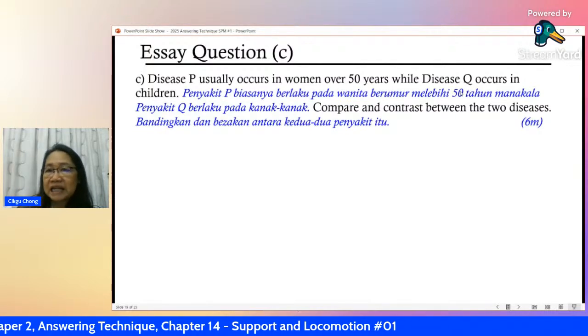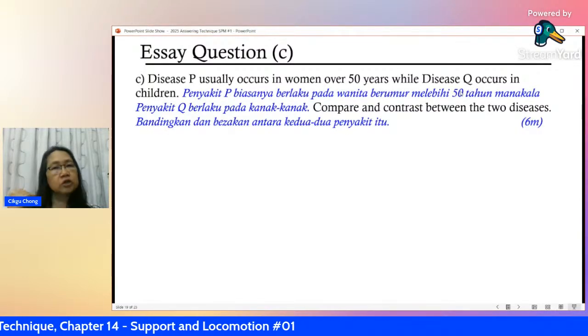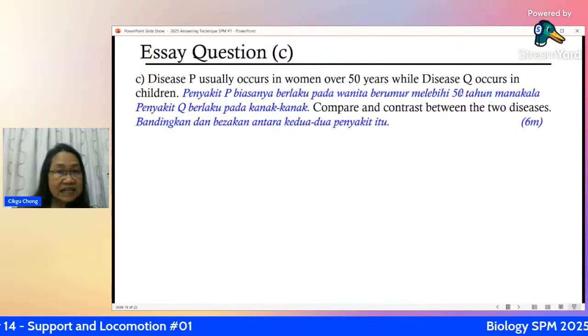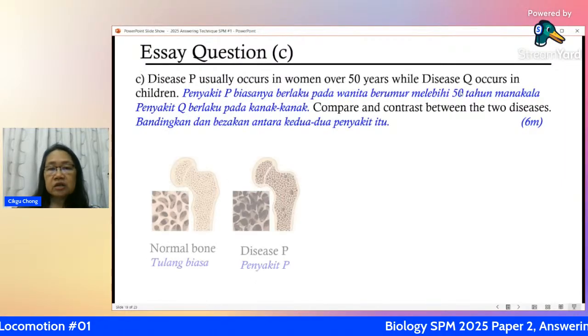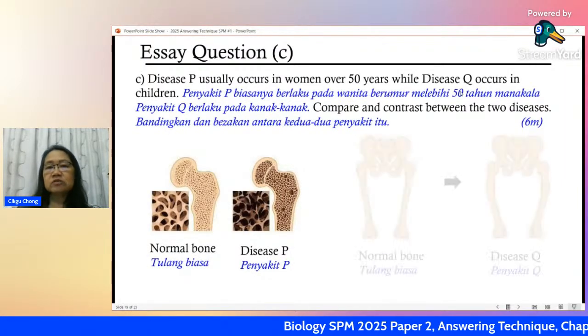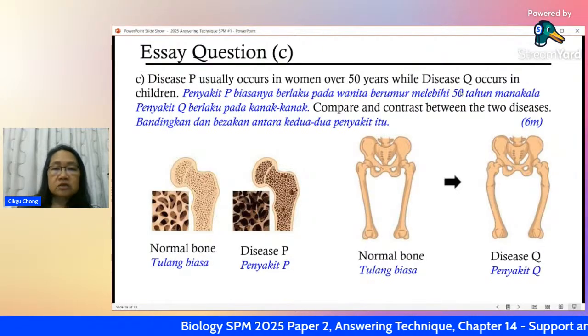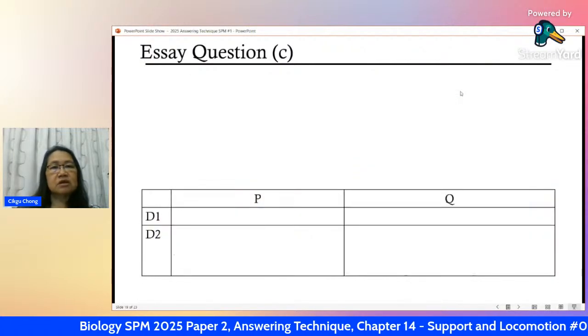Sometimes you don't have so many, but mostly differences, you will have more. But at least you must have 1 similarity in order to get full marks. Okay, so this picture again. So let's look at it now. The name first.